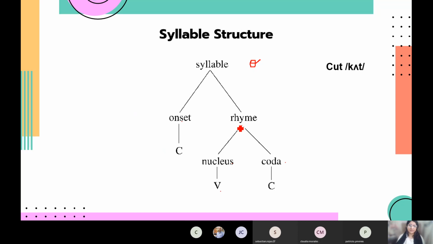For instance, I think we have an example. In the word cut, we have the onset, that is the K sound. Then we have the nucleus, that is a vowel, and finally we have the coda, which is the T. So in this case, the word cut is a CVC syllable.